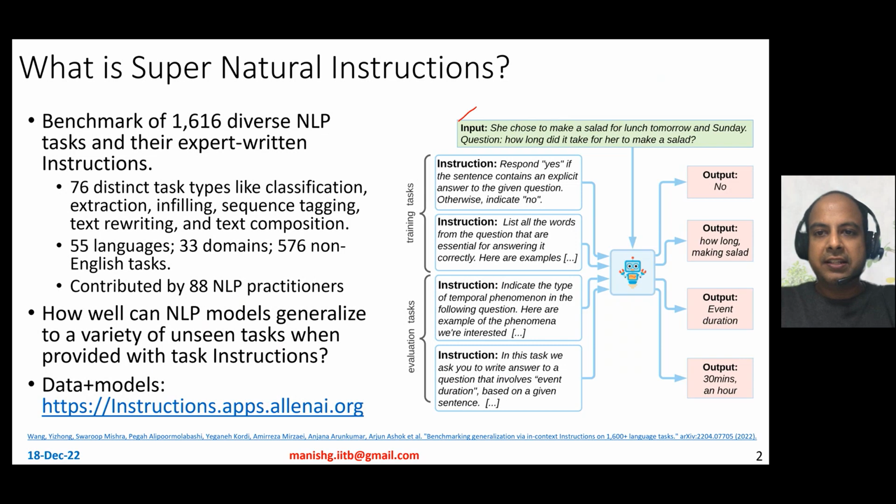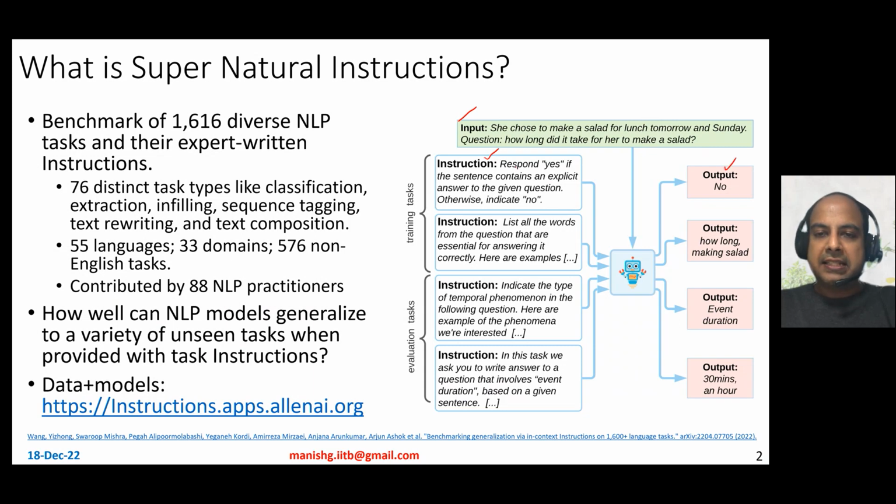Let's say you have an input, "She chose to make a salad for lunch tomorrow and Sunday." The question is, how long did it take for her to make a salad? And then you can give some instructions: respond yes if the sentence contains an explicit answer to the given question, and otherwise answer no. And then the output could be no.